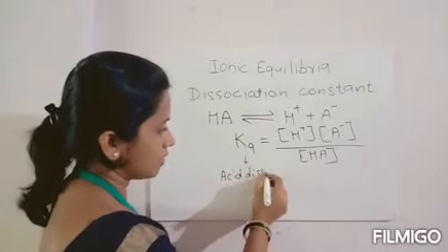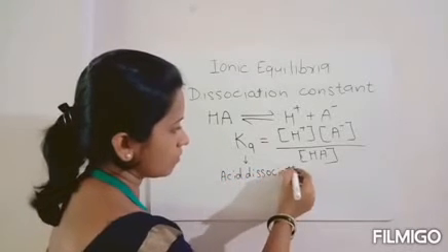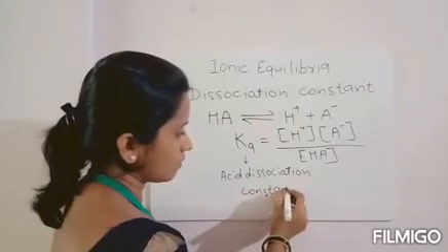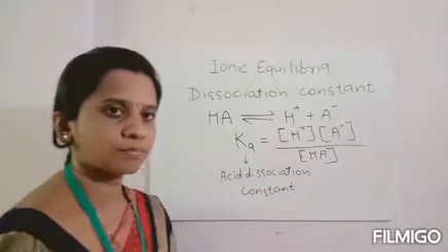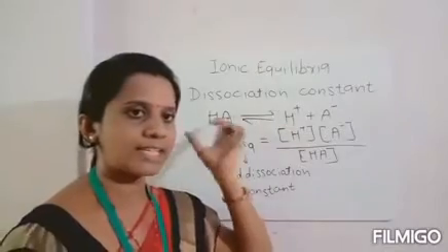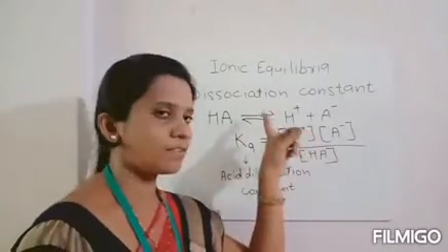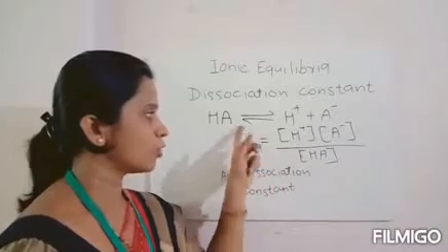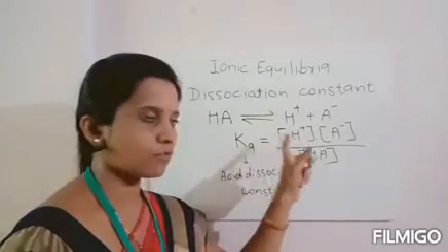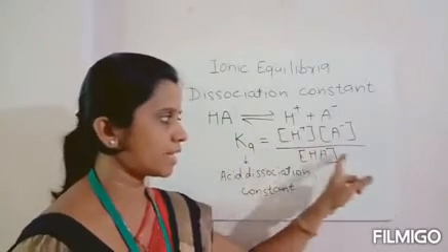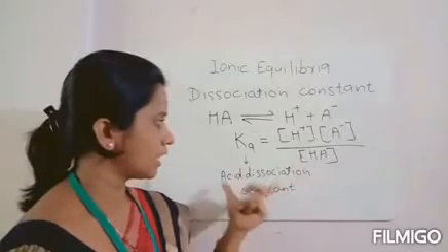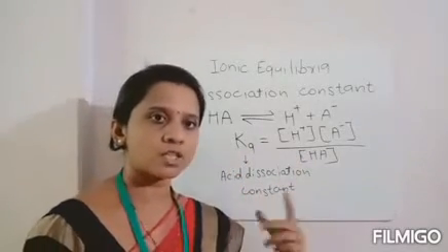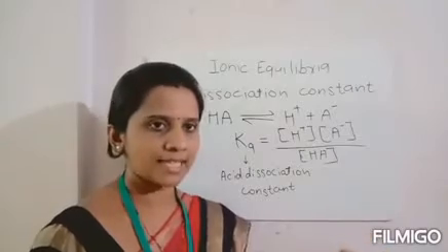So this constant Ka is called the acid dissociation constant. What I said, HA is a weak acid giving H plus and A minus. So the constant for dissociation Ka is equal to H plus A minus divided by HA, where Ka is the acid dissociation constant or dissociation constant for a weak acid.